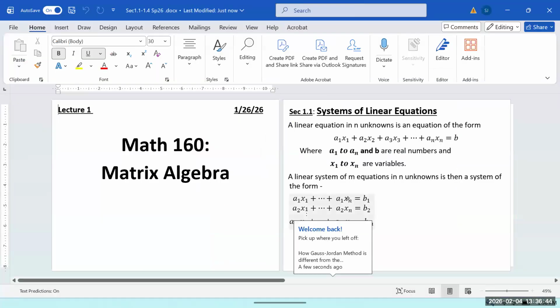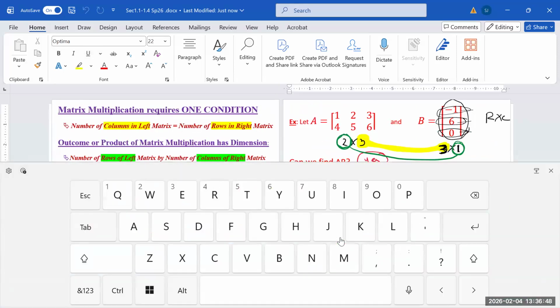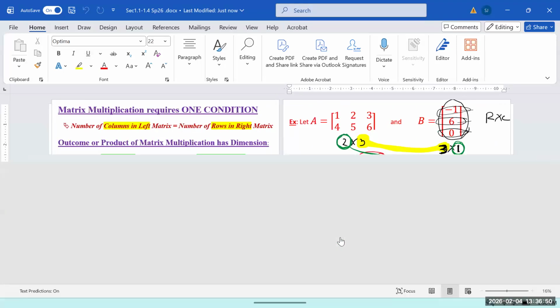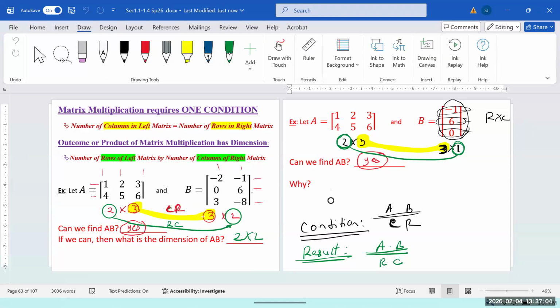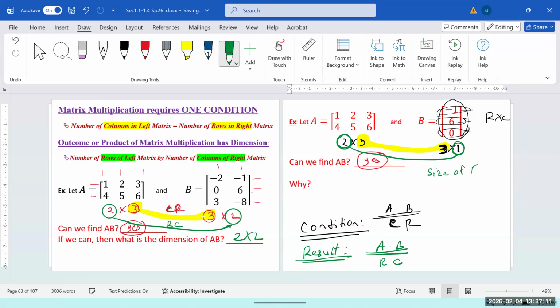In your homework, you're going to do a few examples like this, where they'll ask you whether the matrix multiplication is possible or not. So all you have to look at is CR, means the number of columns in the left matrix and the number of rows in the right matrix. So let me write this again. The size of AB is 2 by 1.